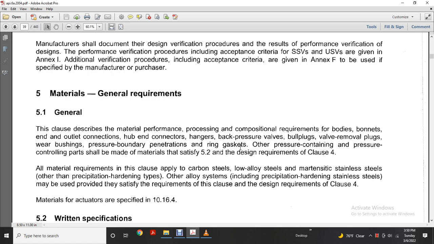specified in 5.2 with the design requirements in clause 4. All material requirements in this clause apply for carbon steel, low alloy steels, martensitic stainless steel, and other precipitation hardening types. Other alloy systems include precipitation hardening stainless steel, which may even provide safety requirements for the design requirement clause 4. Materials for actuator are specified in 16Q.